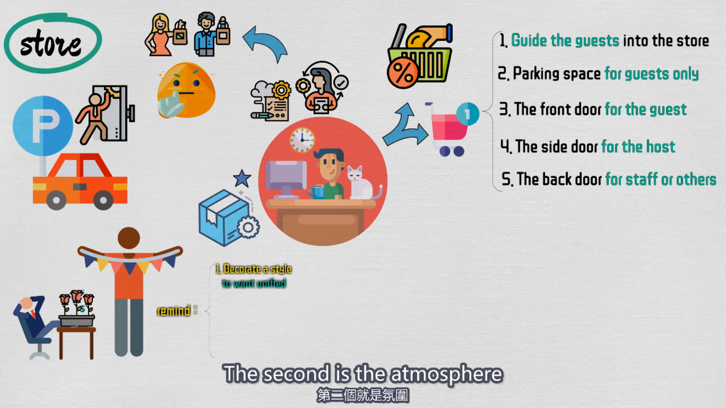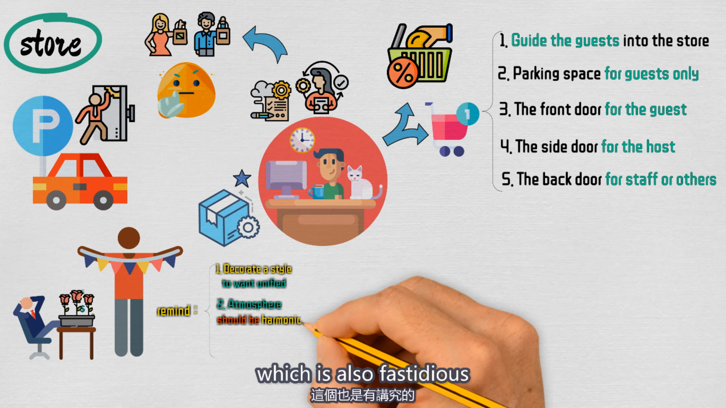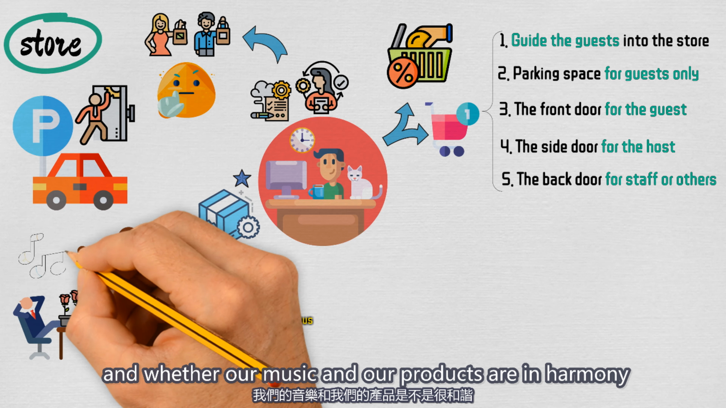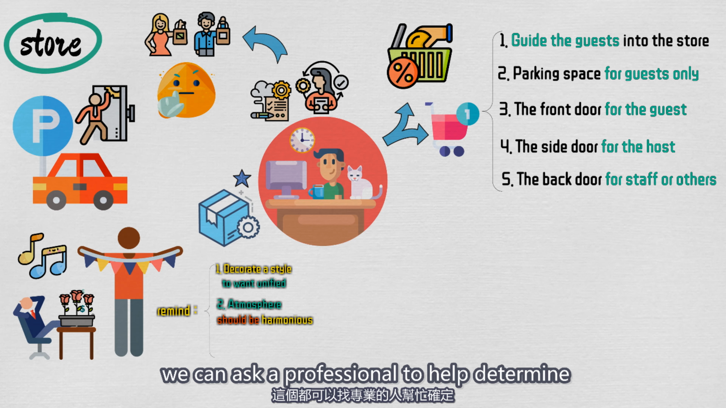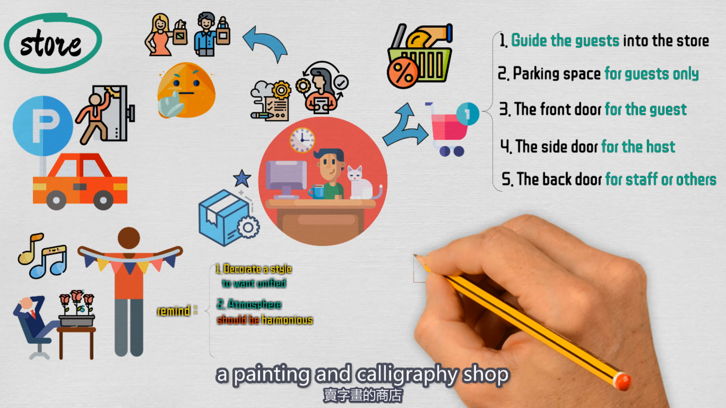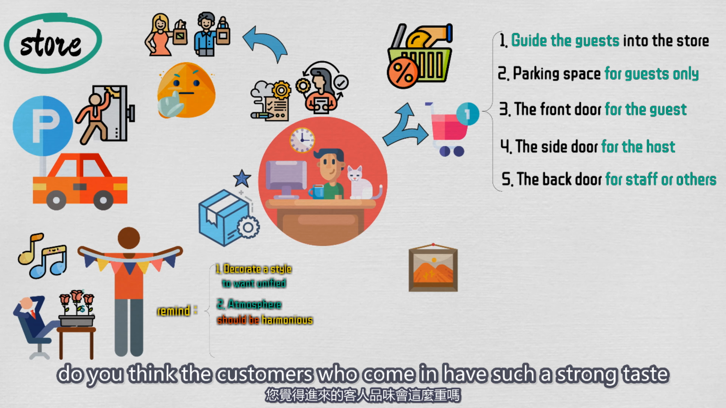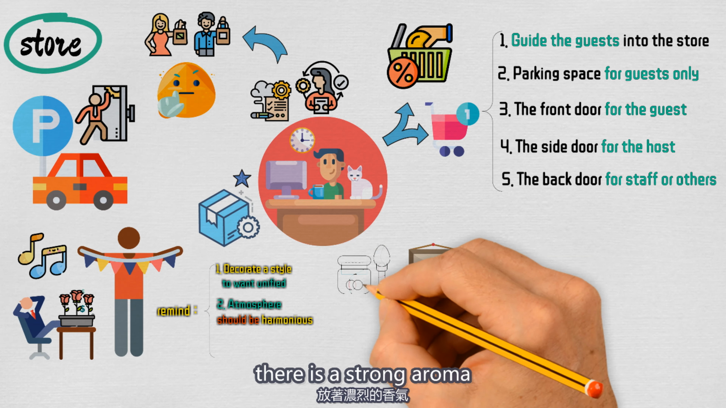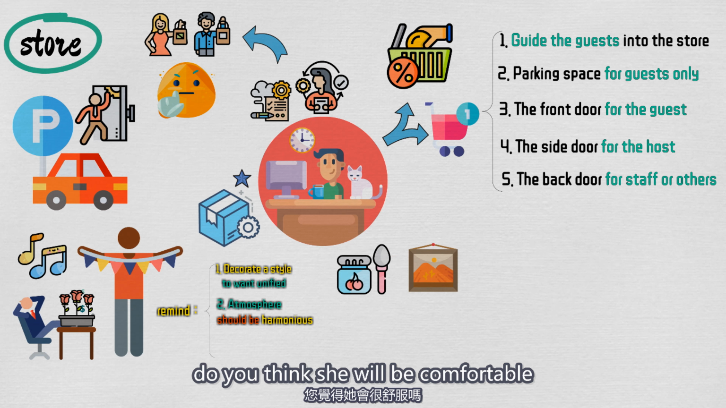The second is the atmosphere, including the smell and the music, which is also fastidious. Whether our decoration style and smell match well, and whether our music and our products are in harmony, we can ask a professional to help determine. To put it in an extreme way, a painting and calligraphy shop with a DJ, do you think the customers who come in have such a strong taste? In a store selling baby products, there is a strong aroma. If a young mom comes in, do you think she will be comfortable?